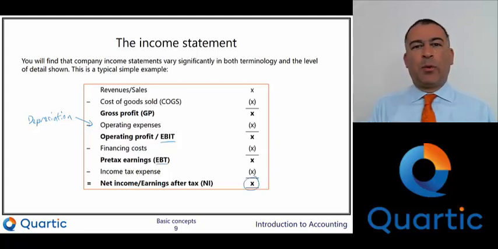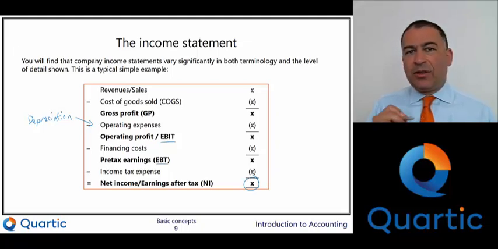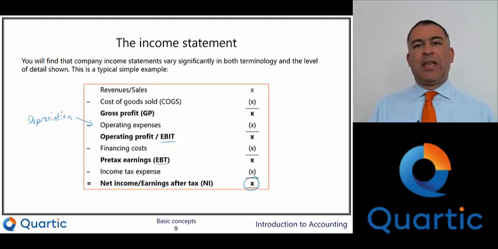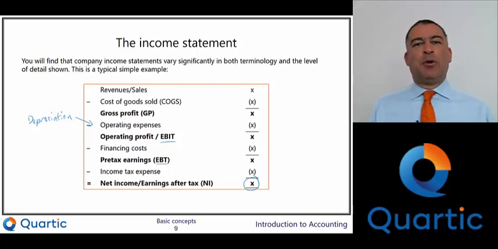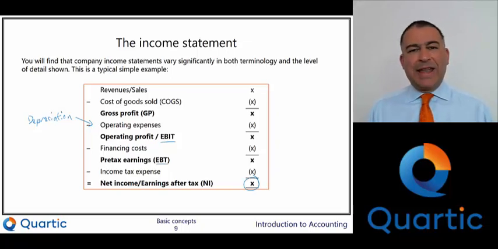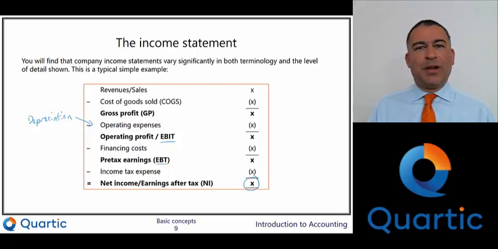It's just worth the thought at this stage. Who owns that? The shareholders own that. If you own the shares of the company, then you own everything the company has got, and you own all the profits the company makes. Net income is your net profit, profit after tax, or earnings after tax. Again, they mean the same thing.